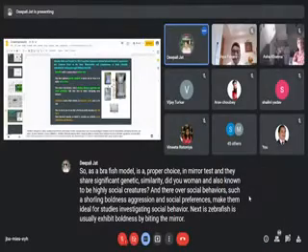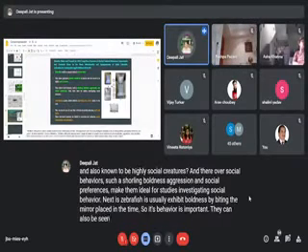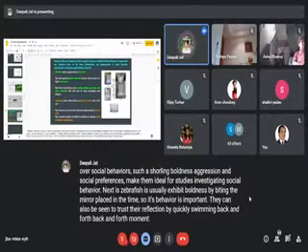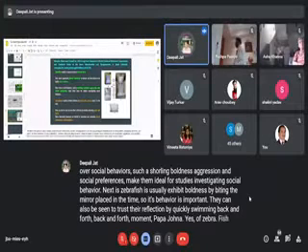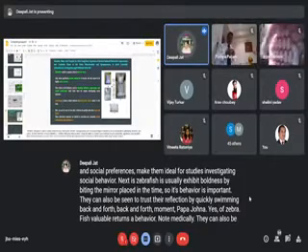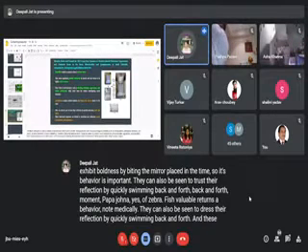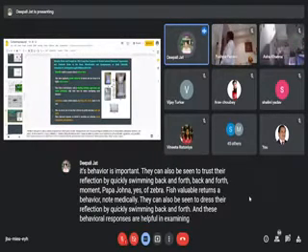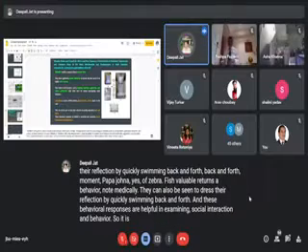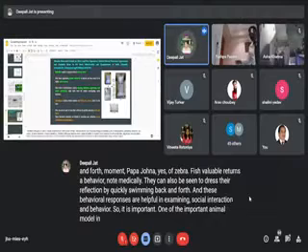So its behavior is important. They can also be seen to trace their reflection by quickly swimming back and forth. Back and forth movement, going back and colliding with the mirror, all of this is valuable for zebrafish, and valuable for us to note their behavior. These behavioral responses are helpful in examining social interaction and behavior. So it is one of the important animal models in studying neuroscience or biological sciences.